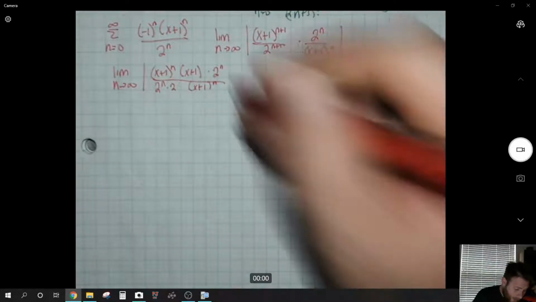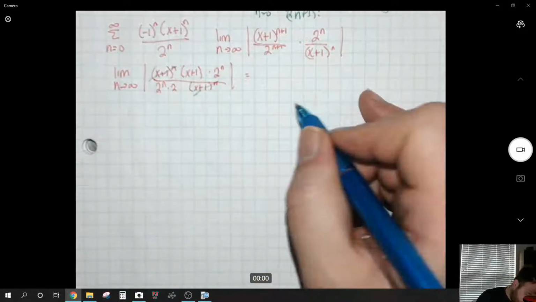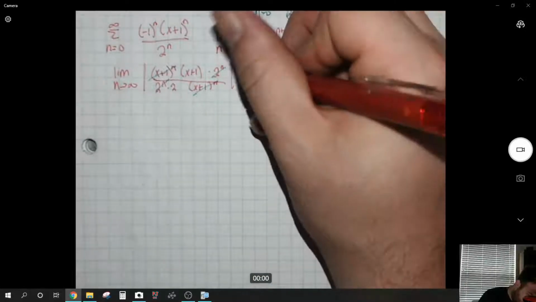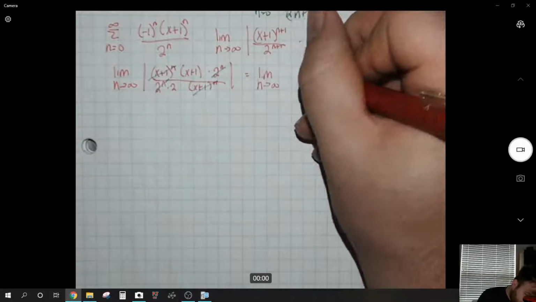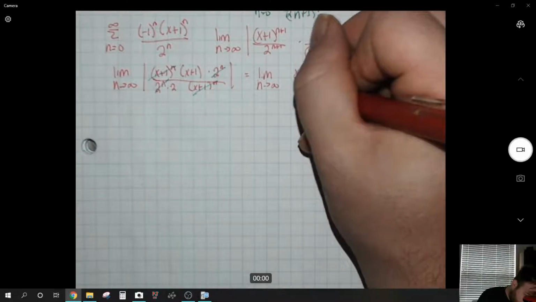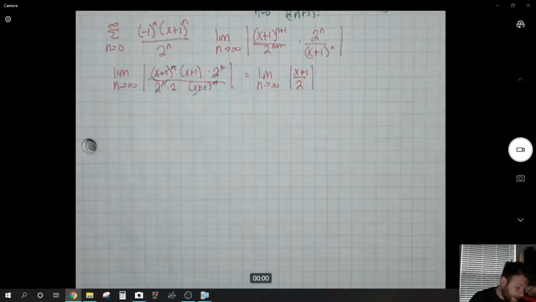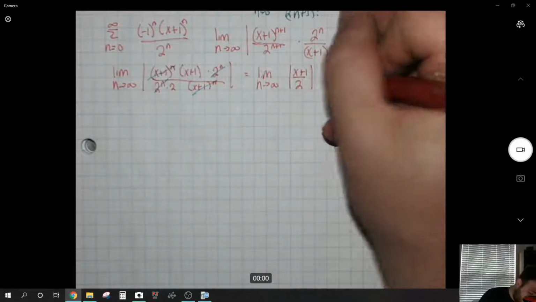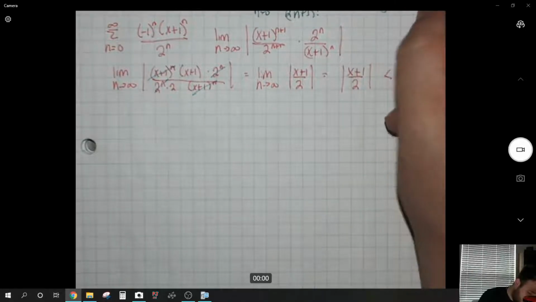All right. And then from there, I can clearly see that this guy simplifies, this guy, and this guy simplify. So now I have the limit as n approaches infinity of the absolute value of (x plus 1) over 2. All right, now that there's no more n's, I don't really need this anymore. So I can just say the absolute value of (x plus 1) over 2. We want this to be less than 1.